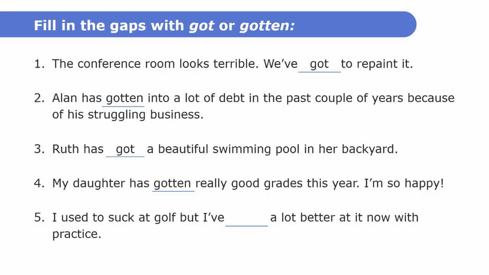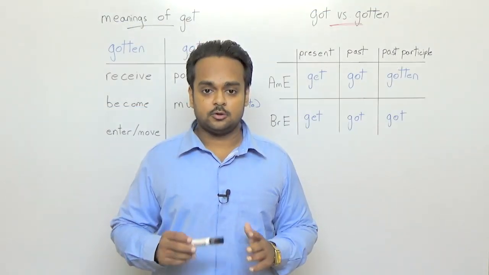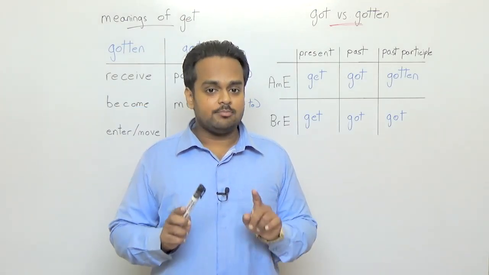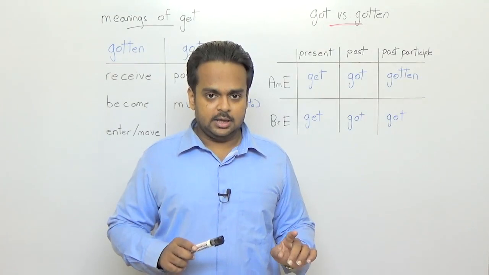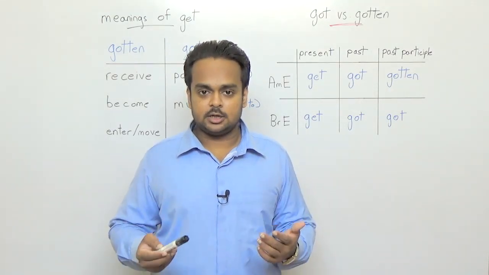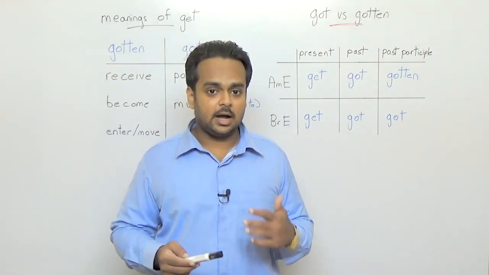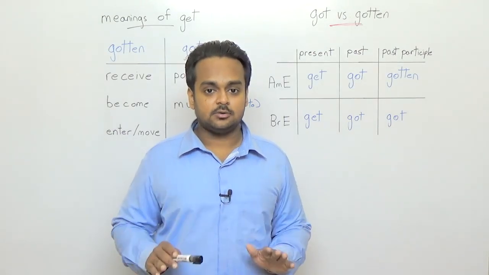And in this last sentence, I used to suck at golf, but I've gotten a lot better at it now with practice. Here we're using gotten because the meaning is become. All right, I hope you got all of those answers correct. Just remember that gotten is only used in American English. If you're learning or speaking British English or Australian English or any other variety, just use got all the time.